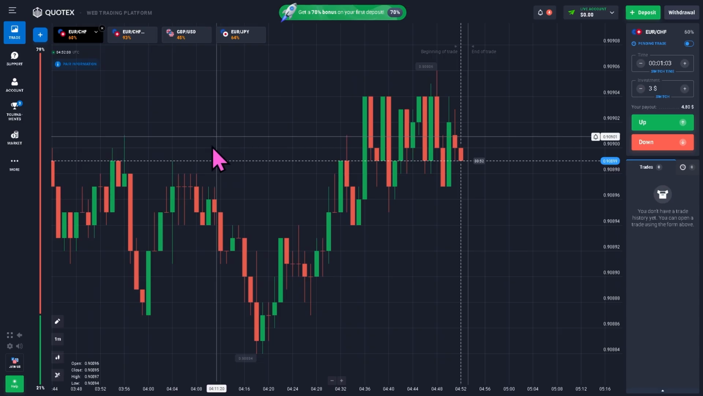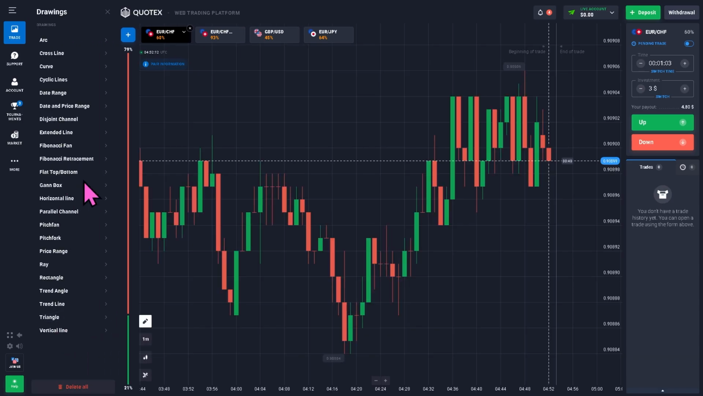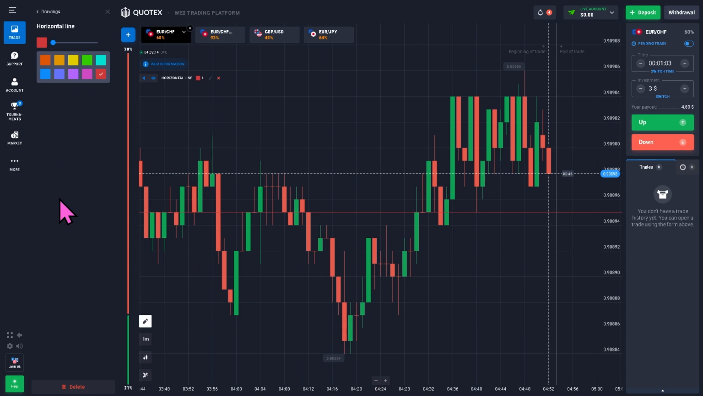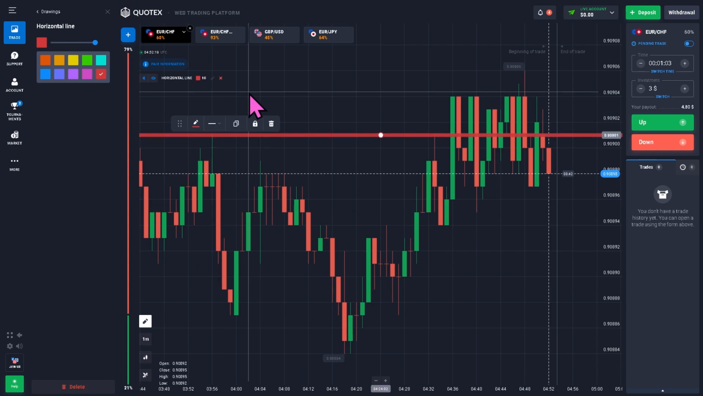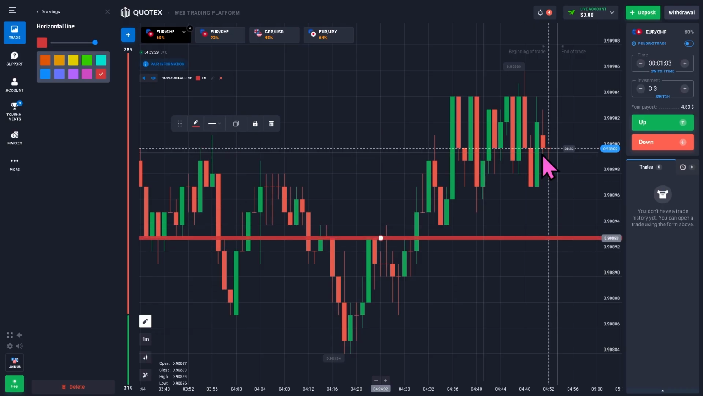Now, we have a separate video on how you can draw horizontal lines here on our channel that you might want to look into. But basically, the horizontal lines right here, you see this, mark these areas. When price reaches support, buyers may enter. And when price reaches resistance, sellers may enter as well. So this helps you predict possible reversals.